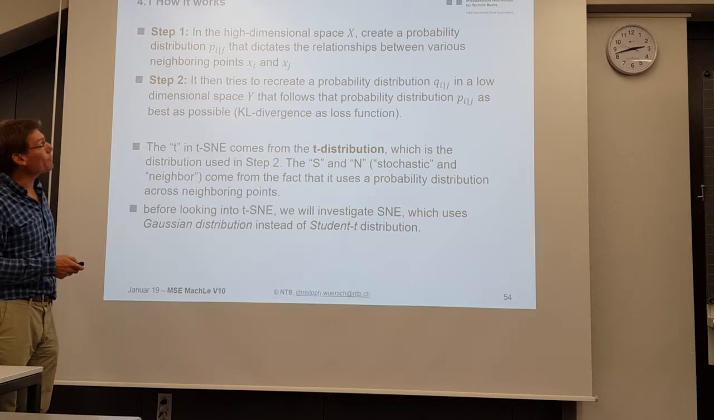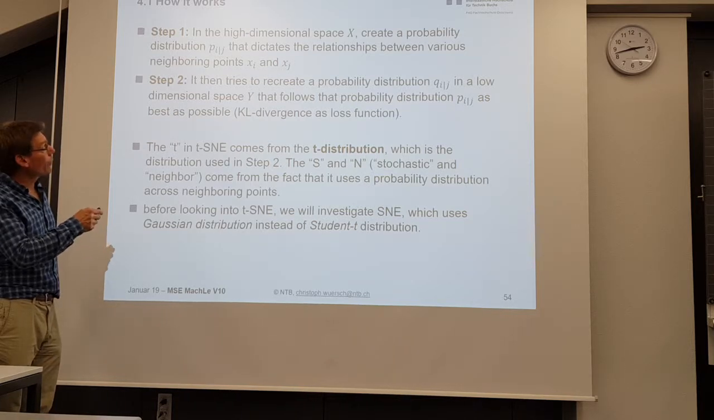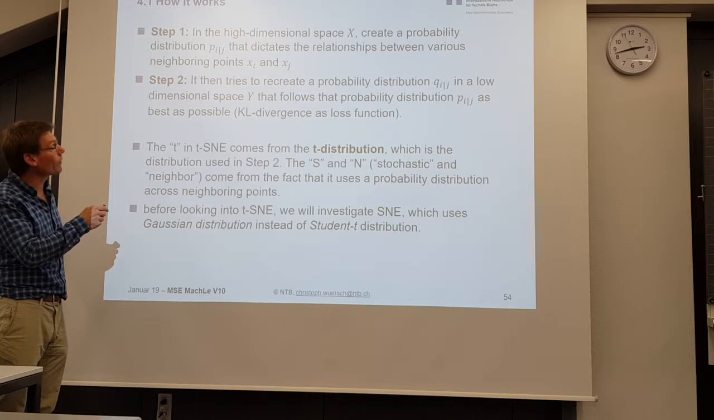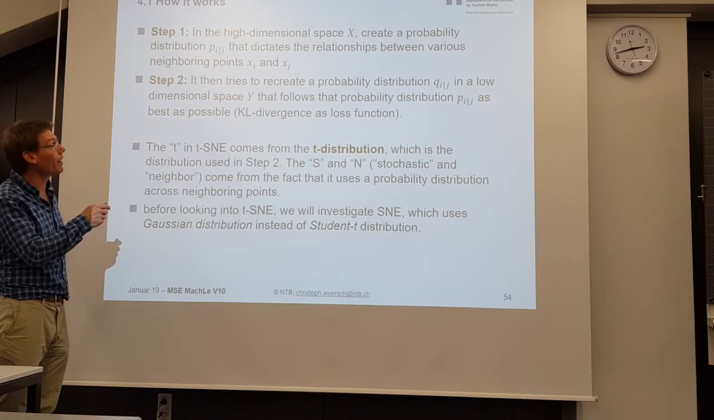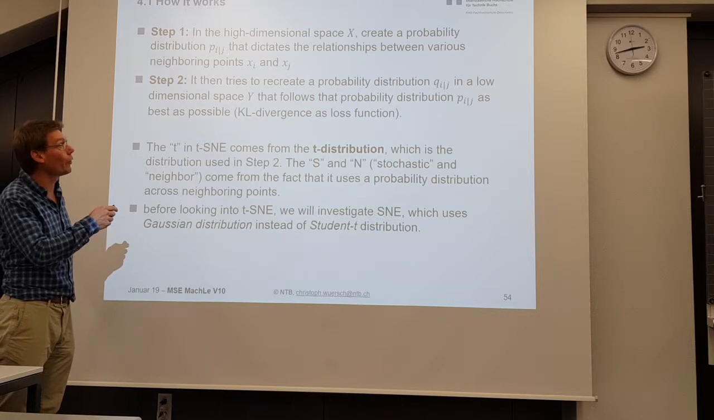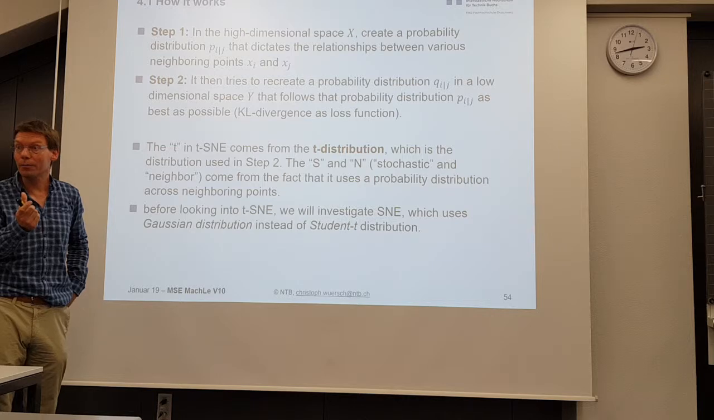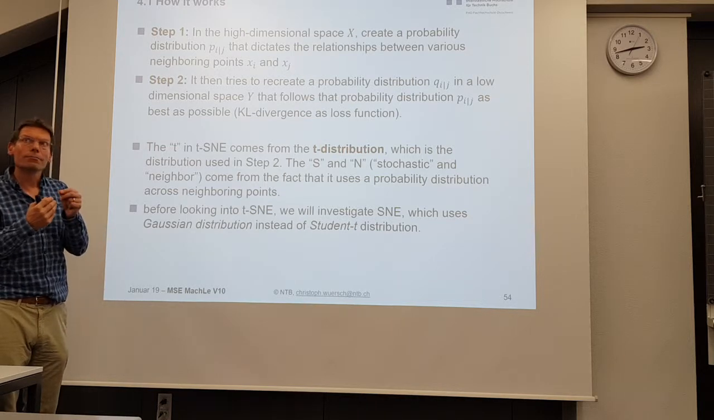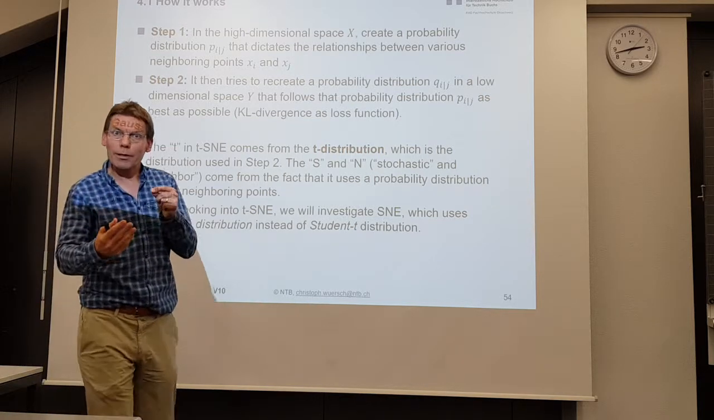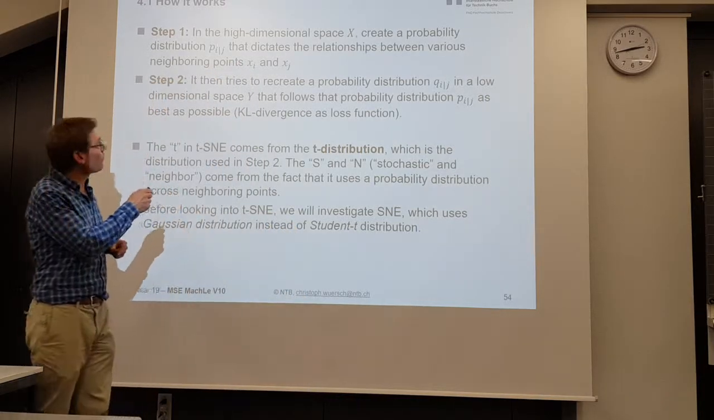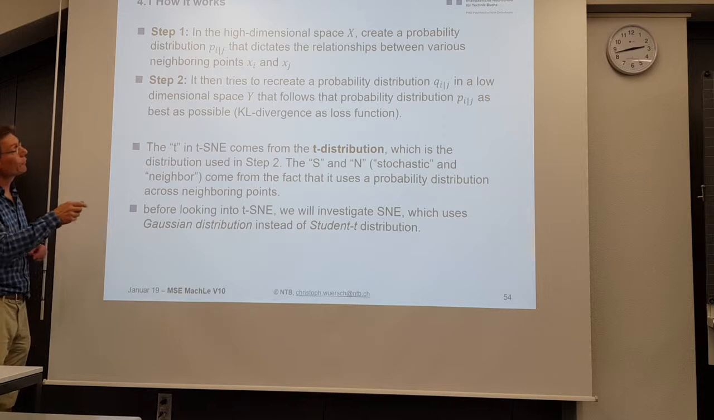It works in two steps. We first calculate the probability distribution between these two points. So what is the probability that I find point i given point j? It's also a neighborhood thing. It could be a Gaussian neighborhood, for example, where we say it is exponentially less probable that I find this point if it's distant away. We make an estimate of this for all pairs of neighboring points.